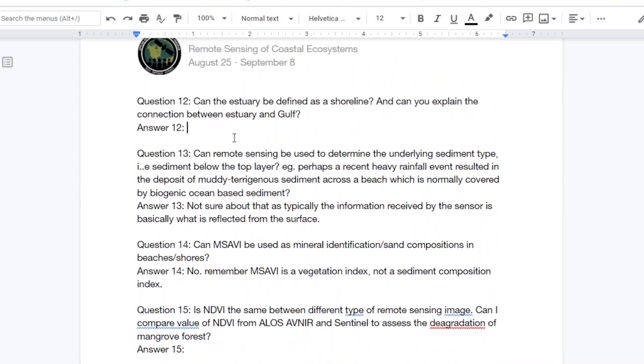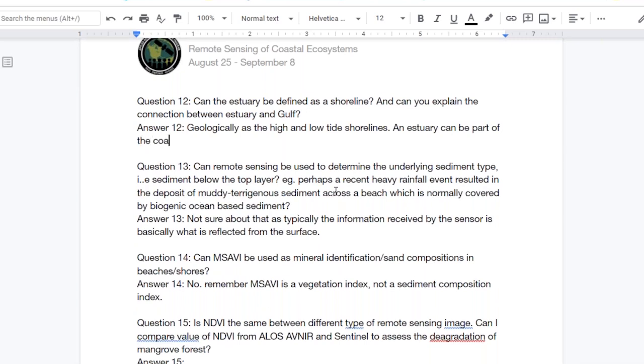Can an estuary be defined as a shoreline? And can you explain the connection between estuary and Gulf? I don't know what the second question means in particular. Geologically, I define the shoreline as the two lines between the high tide and low tide. In the general sense of what a coastal environment is, an estuary can definitely be part of the coastline, and it depends on the area. It is not necessarily defined as a shoreline, but definitely part of the shoreline or the coastline.